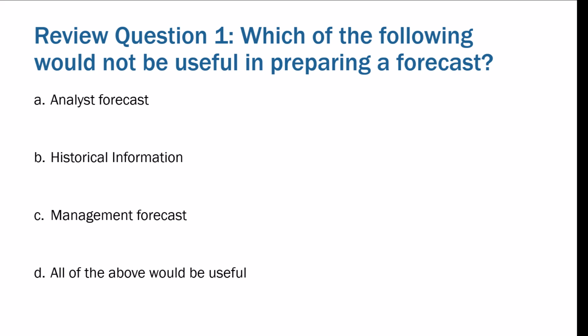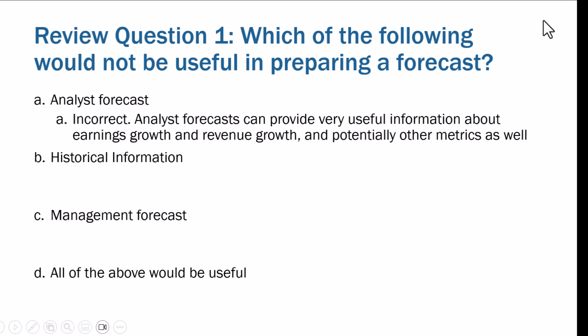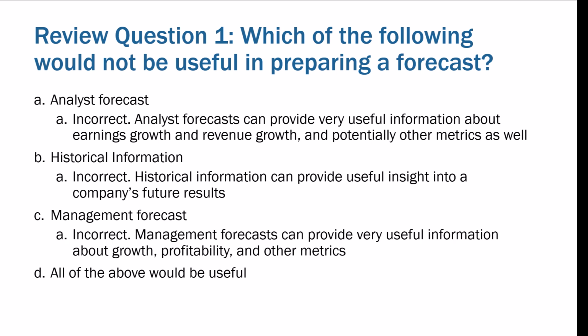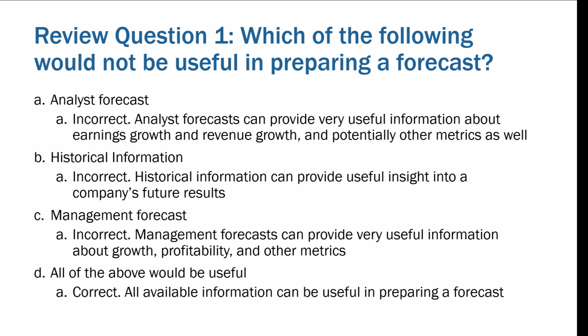So a quick review question on this one. Which of the following would not be useful in preparing a forecast? Well, and again, the key is not. Analyst information, that's incorrect. Those can be very useful if you can get your hands on them. Historical information, it can give you some insights. Management forecast, that might be the absolute best if you can get your hands on it, because assuming that it isn't too rosy or too aggressive, management is the group that really knows better than anyone where the company is headed. So yeah, all of the above would be useful in preparing a forecast.